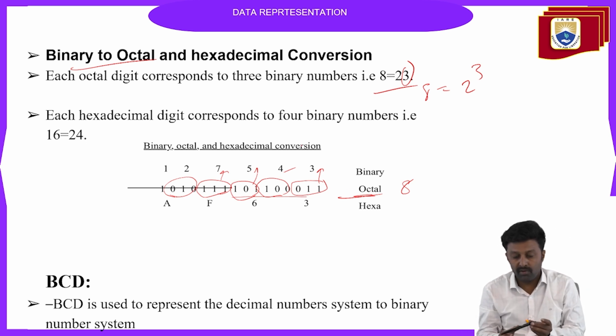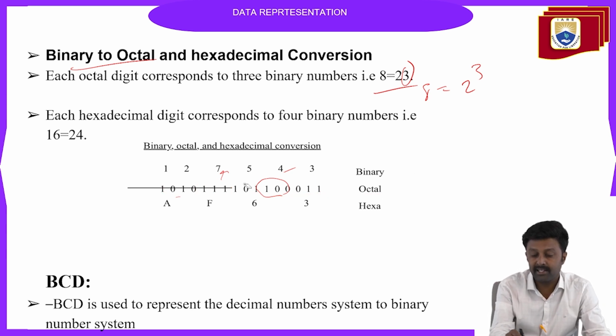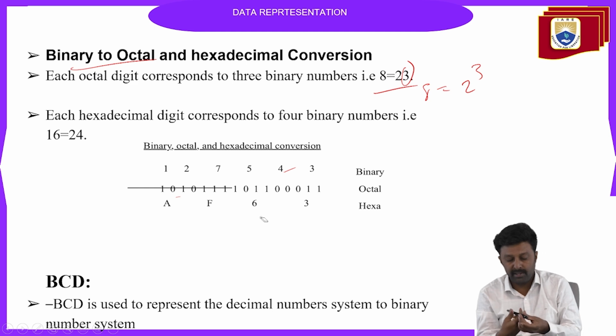Then if you want to convert a binary number into hexadecimal, we'll see how it is. In the hexadecimal number system, the numbers will be 16.